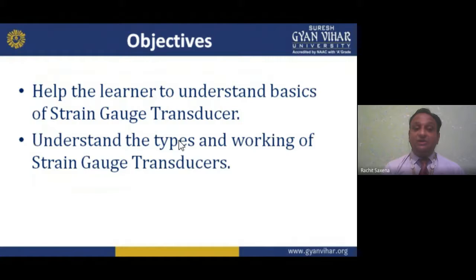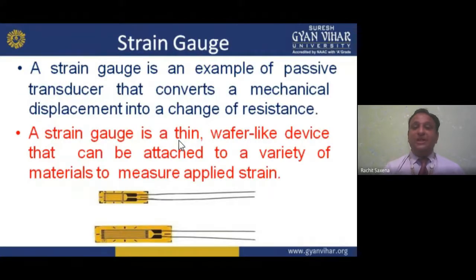You know about the transducer. A transducer is an element, a component, a device, or we can say a part of a system, which is used for conversion of one form of energy to another form. Now, what is a strain gauge? A strain gauge is an example of a passive transducer. I talked about active and passive in the starting. Active is directly converting, while passive needs an intermediate stage.